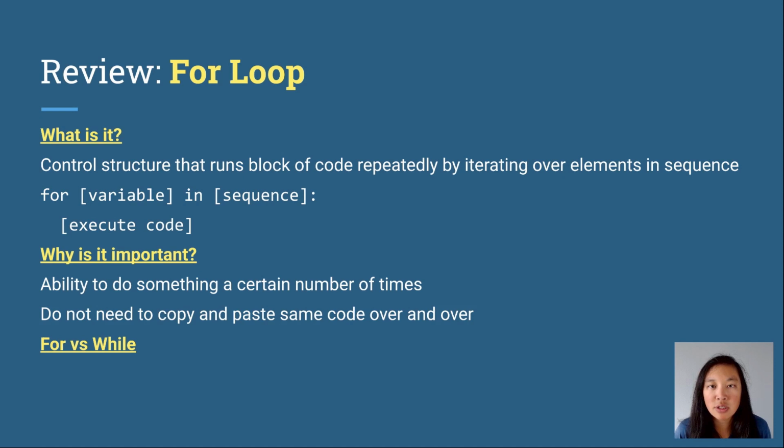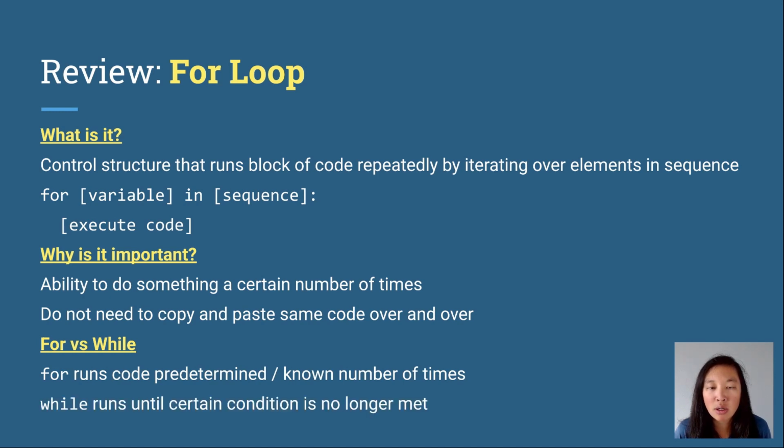We talked about the differences between for and while. For runs code a predetermined and known number of times, versus while runs until some certain condition is no longer met, and we're not quite sure how many times we're going to run that loop.